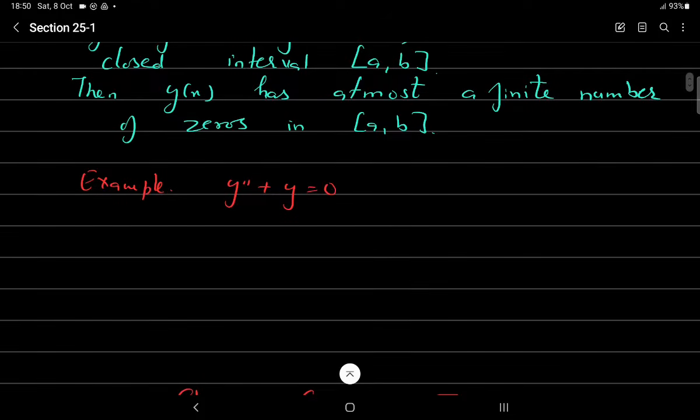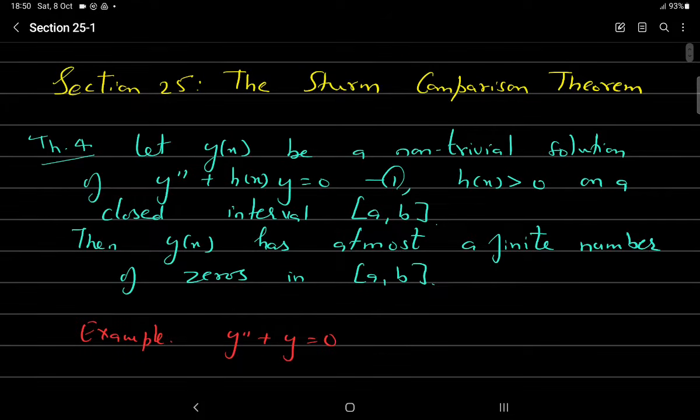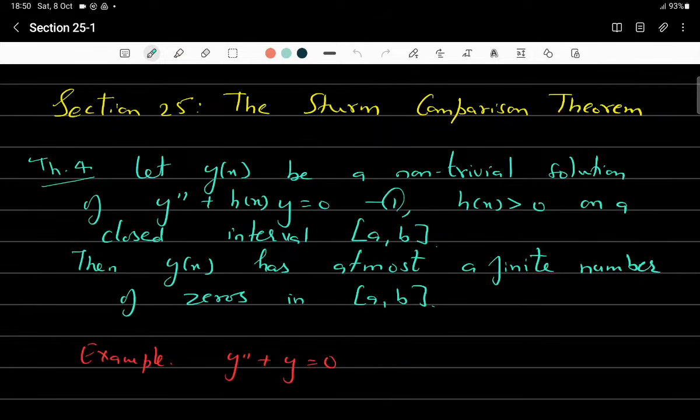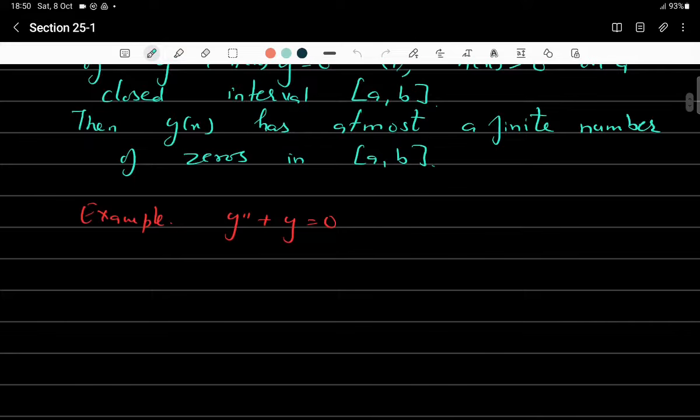So if I consider this example, y'' + y = 0, then for this example you know the solution: c1 cos x + c2 sin x. If you consider any finite interval, you can see that the zeros of cos x or sin x are finite only over that interval, because here h(x) is greater than 0.